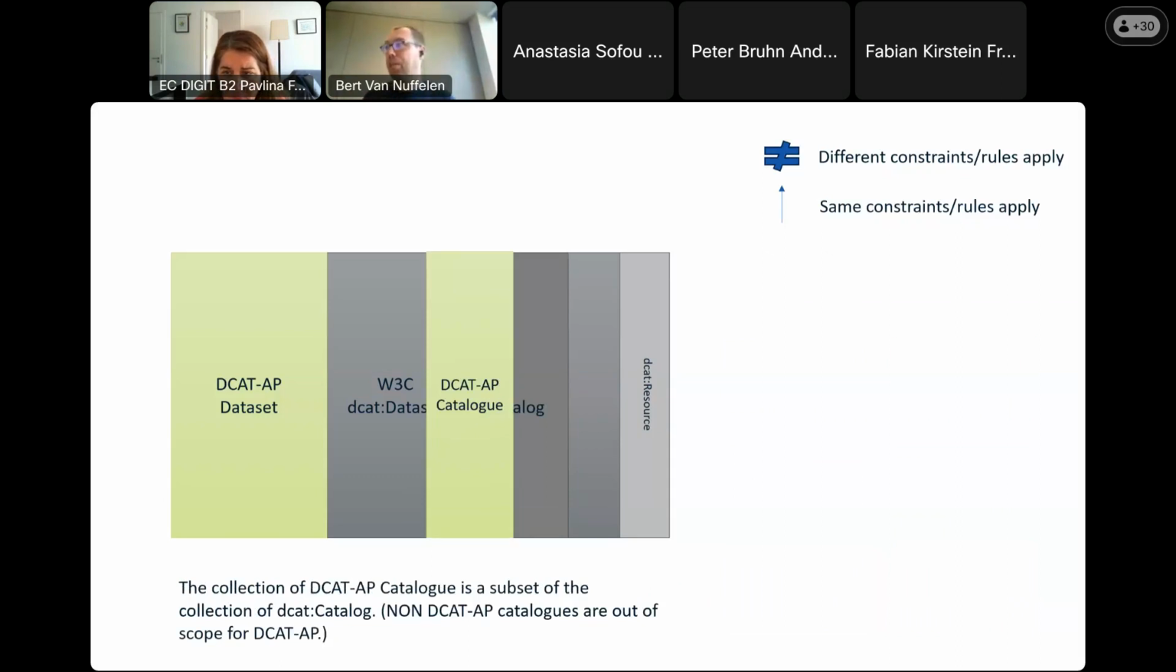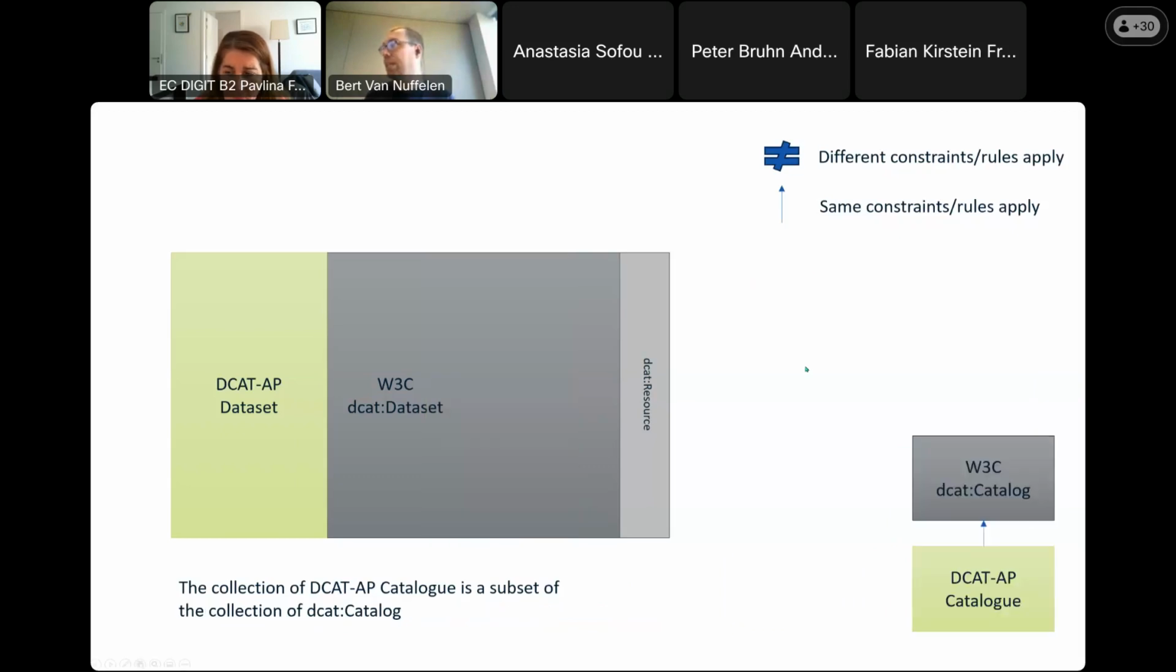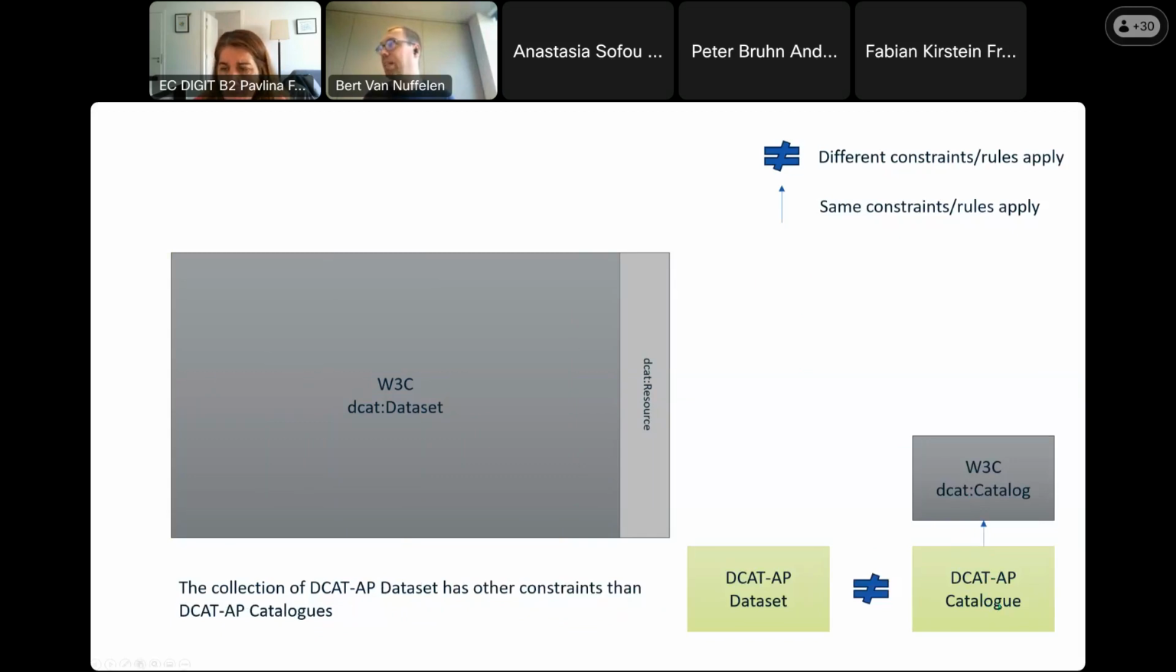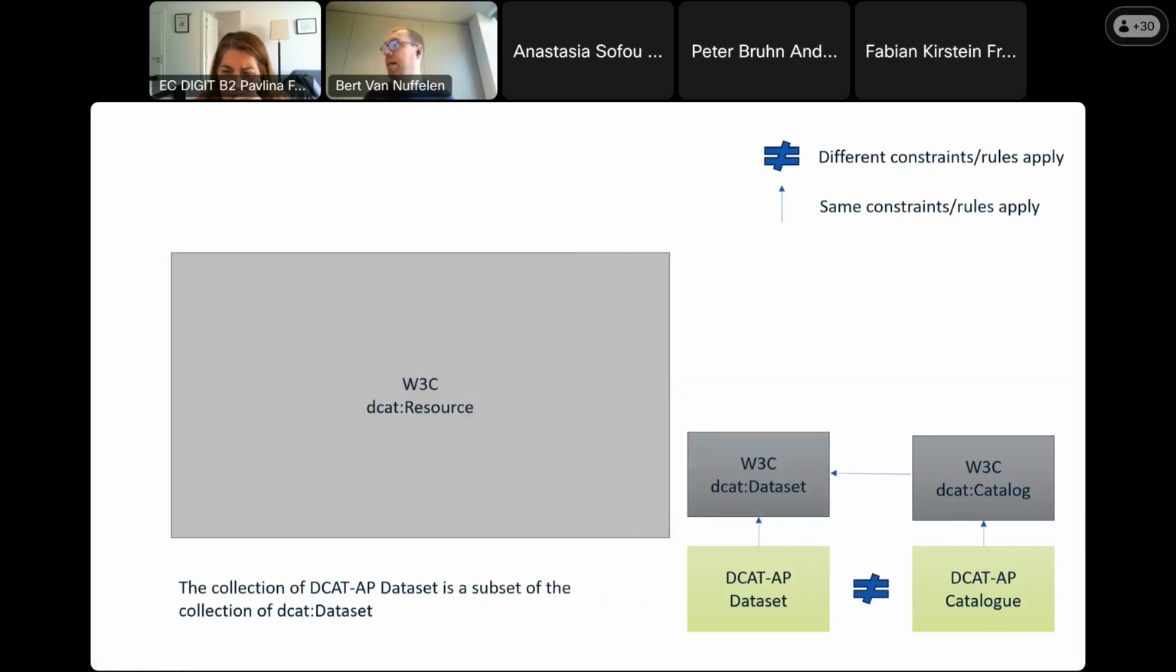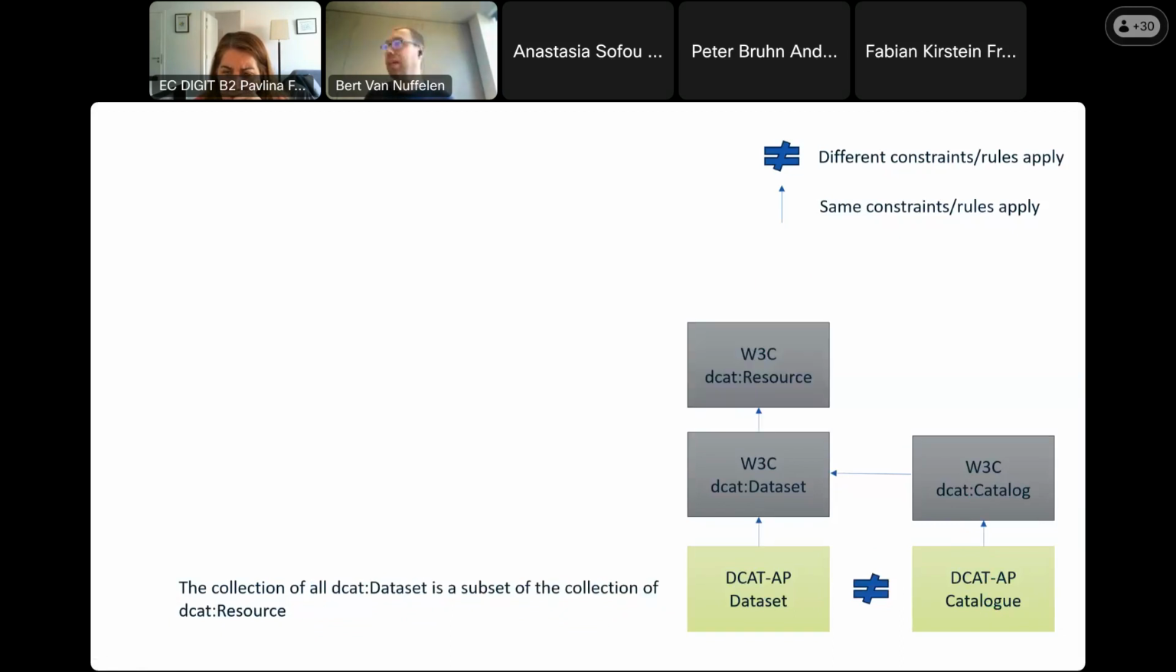So if we bring this back up in a diagram style, then we can say that the DCAT-AP catalog follows the same constraints and same rules as a DCAT catalog. A DCAT-AP catalog and a DCAT-AP dataset are different things, have different rules, and do not always apply the same constraints. And a DCAT-AP dataset is a W3C DCAT dataset, and this brings us to a resource, and we get this kind of buildup of the diagram.